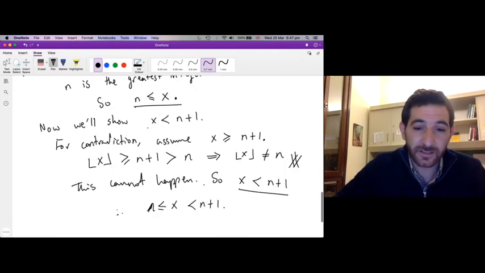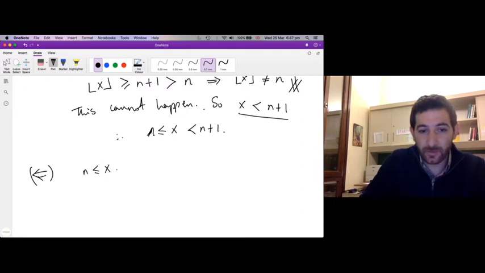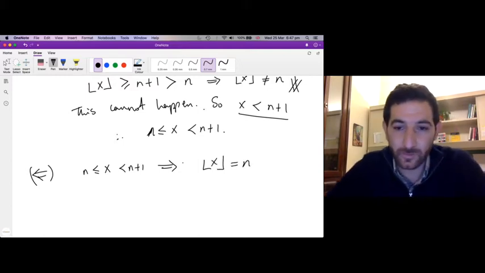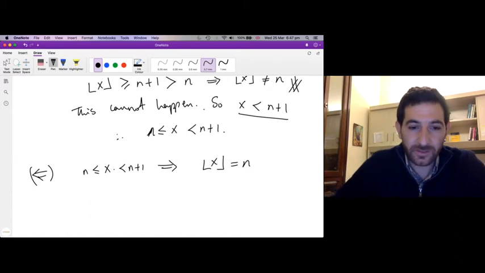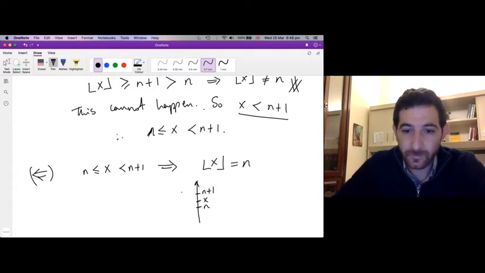For the reverse direction, we want to show that if x is bigger than or equal to n and strictly less than n plus 1, then this implies that the floor of x is n. But let me say this in words. Look at this inequality. What does it mean? Maybe I should use a figure here. So this is x, and this is n, and this is n plus 1. Okay, so x is bigger than or equal to n and strictly less than n plus 1.